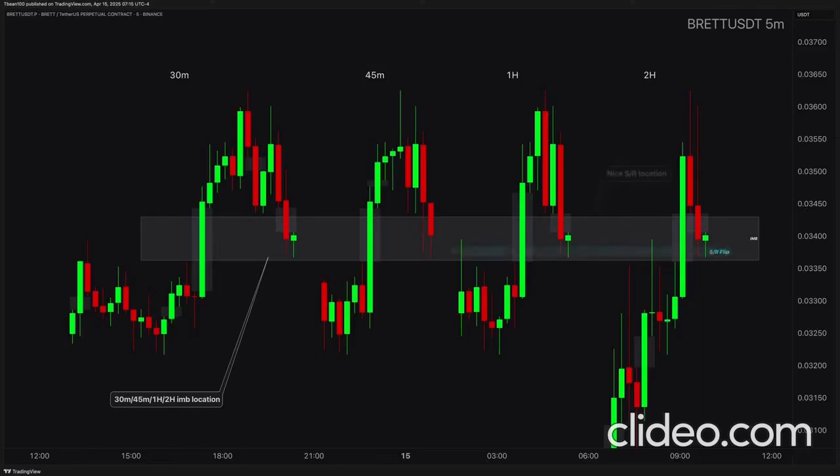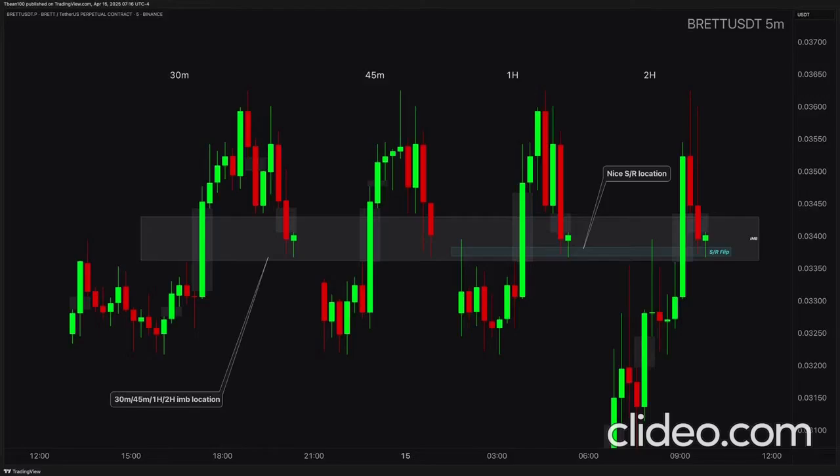Plus, you can see the SR flip location on the right side. This is why I love this indicator so much. It is just showing me the important parts of the chart, removing all the other clutter, so I do not need to get lost in so many trading concepts here.